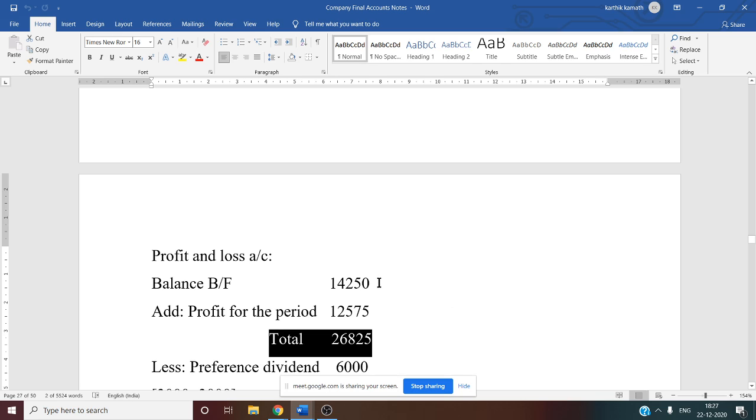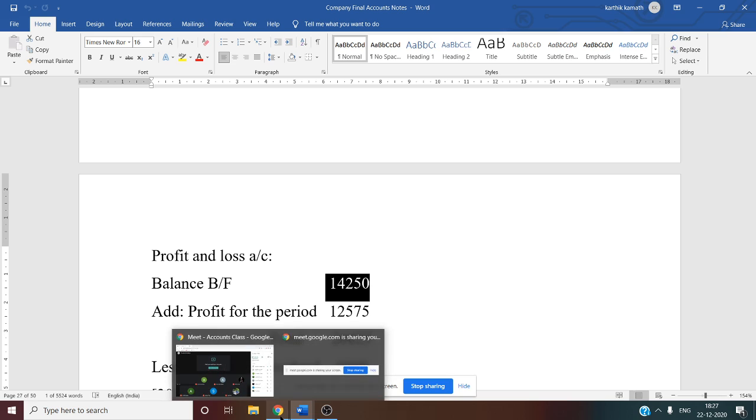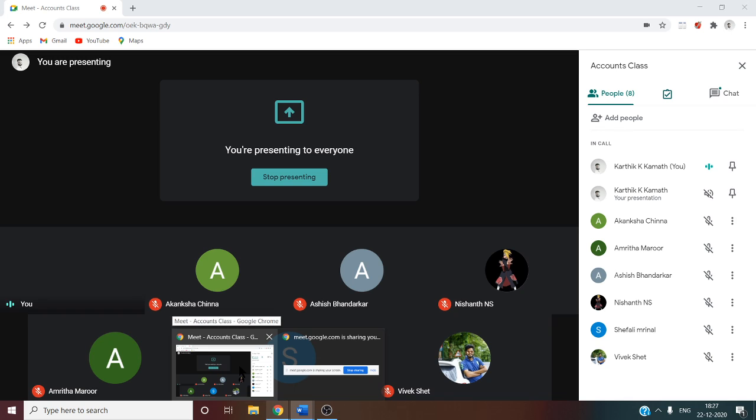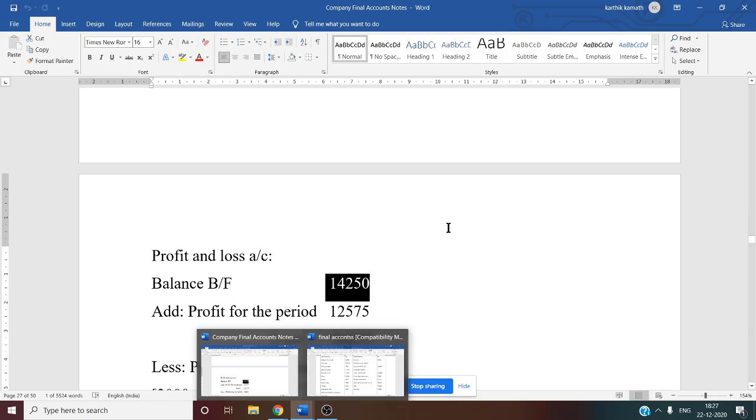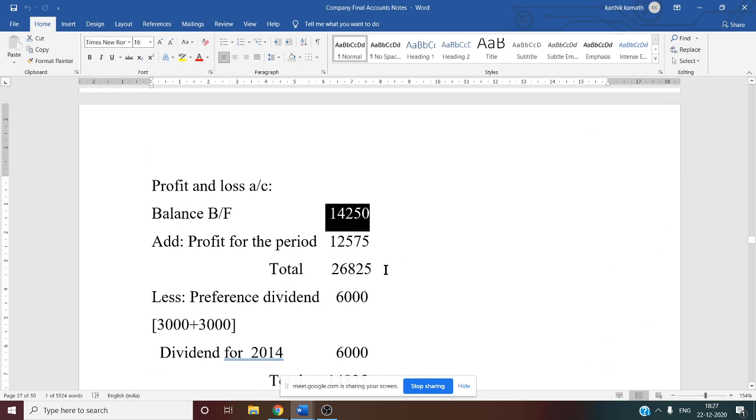26,825. Sometimes the balance brought forward will be negative. In that case, you have to see which balance is more. If the negative balance is more, then your answer will be negative. If the positive balance is more, then your answer will be positive. So that is as simple as that. Now we got the total 26,825.